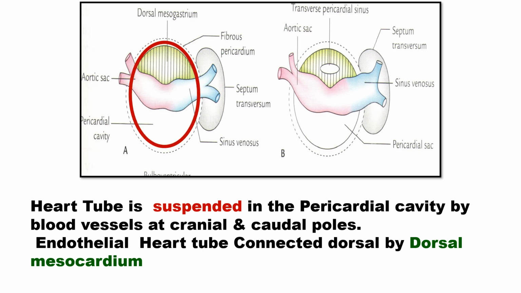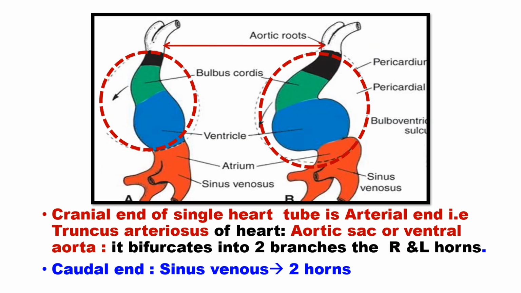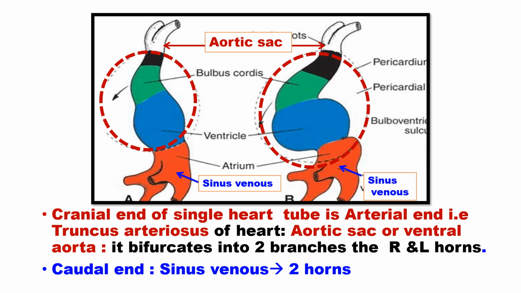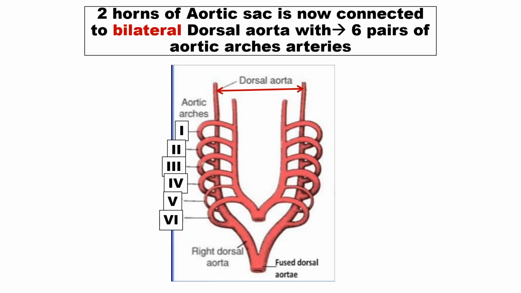The heart tube is suspended within the pericardial cavity by the blood vessels at the cranial and caudal ends. The endothelial heart tube is connected dorsally by the dorsal mesocardium. The cranial end of the heart tube is the aortic sac or ventral aorta. It bifurcates into two branches, right and left horns. Similarly, the caudal end, the sinus venosus, also presents right and left horns. The caudal end is the venous end of the heart tube, which is embedded in the septum transversum, that is the future diaphragm.